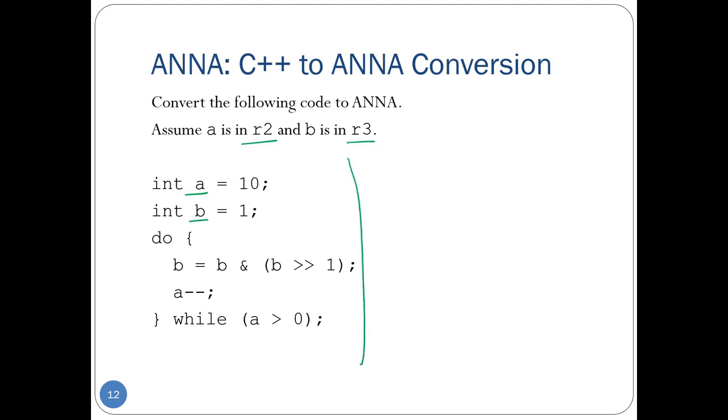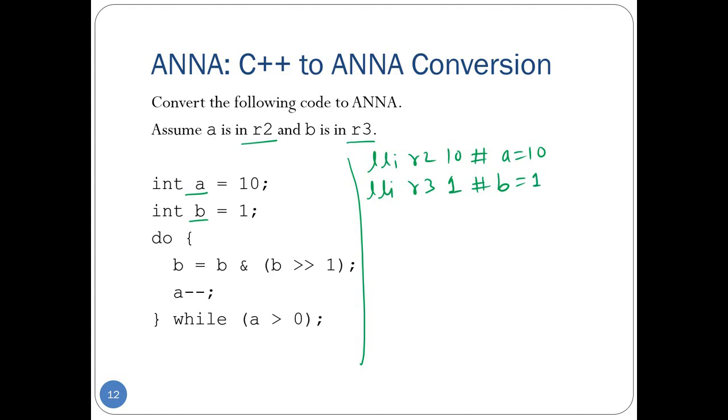So the first statement is integer A is equal to 10. So simply LLI R2 10, right? So this is basically equivalent to saying A is equal to 10. Similarly, to do B is equal to 1, we'll simply say LLI R3 1, right? So this is equivalent to saying B is equal to 1 because B is in R3.